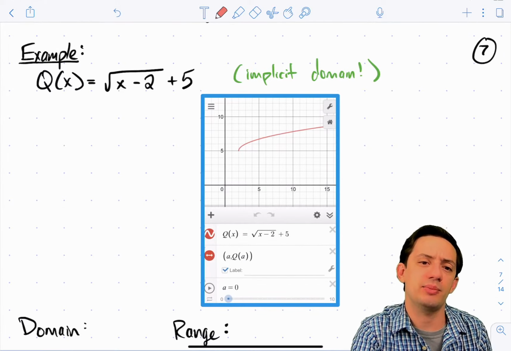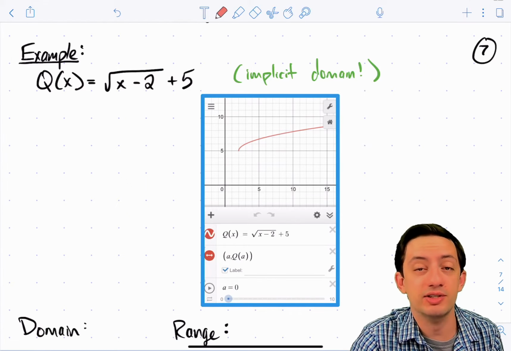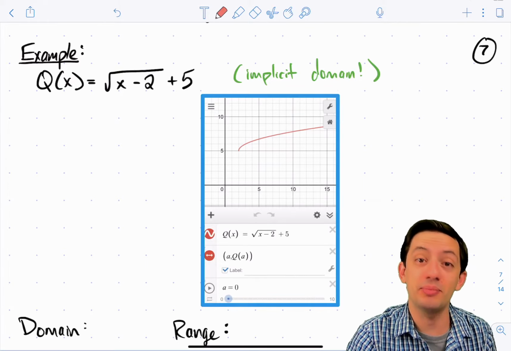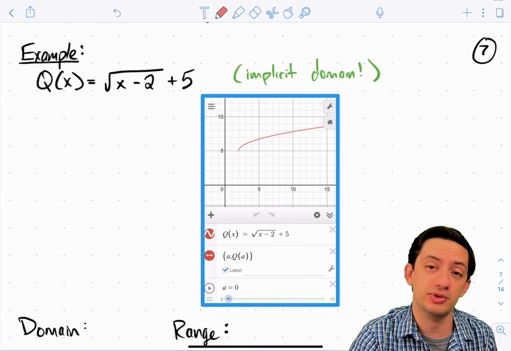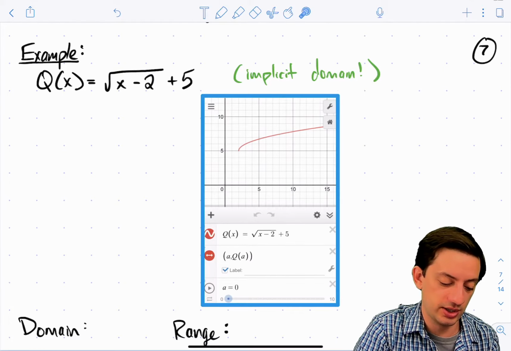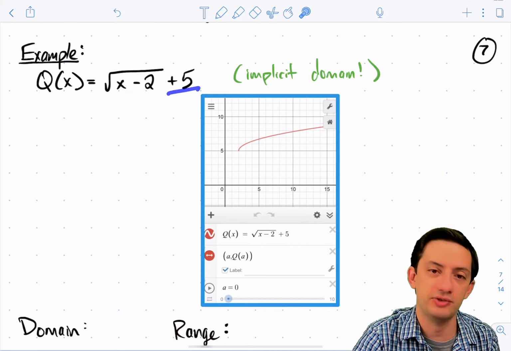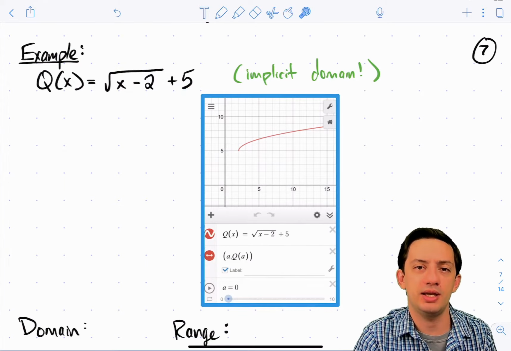Now in this next example, the domain is implicit because I haven't defined it. And that means that implicitly, the domain is all of the real numbers that make sense to plug into this function. So our function is the square root of x minus 2 plus 5. So let's think about what happens in the black box.